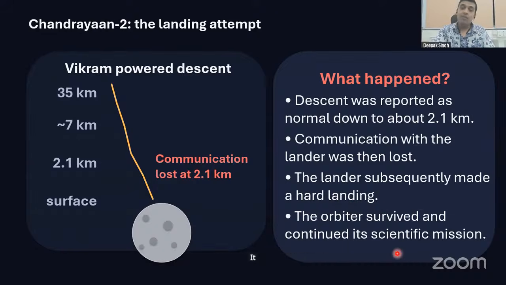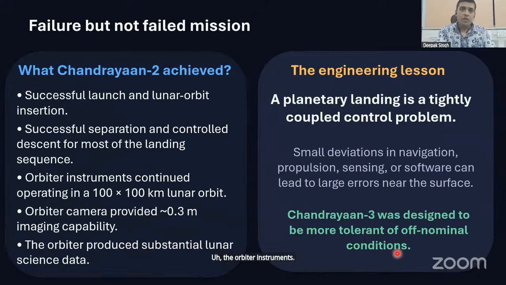It continued the scientific mission, so all was not lost. People think it was a failure, but no, it was not a failed mission. It was a successful mission up to the orbiter part. Of course, we lost the lander and unfortunately the rover along with it. We could never make contact with it, but still the orbiter gave us a lot of new scientific discoveries and ideas which we learned from the orbiter instruments. So what we achieved from Chandrayaan 2, as I said, it was a failure, but not a failed mission.